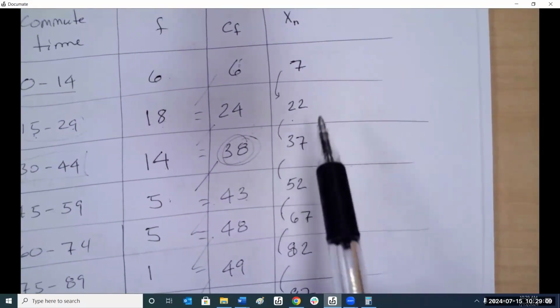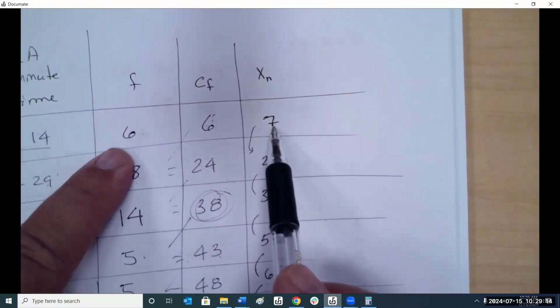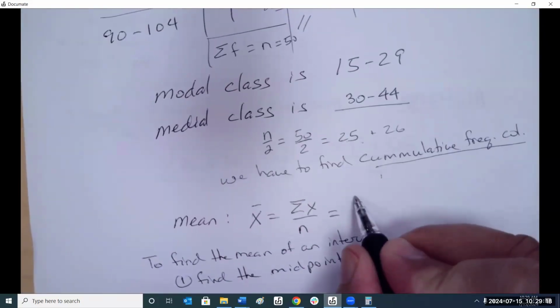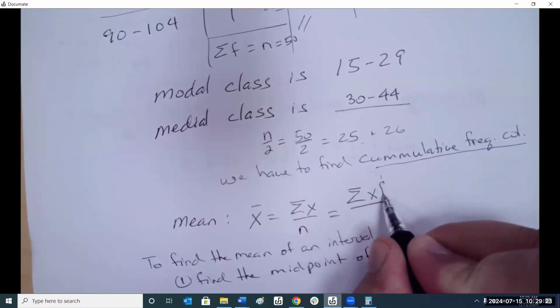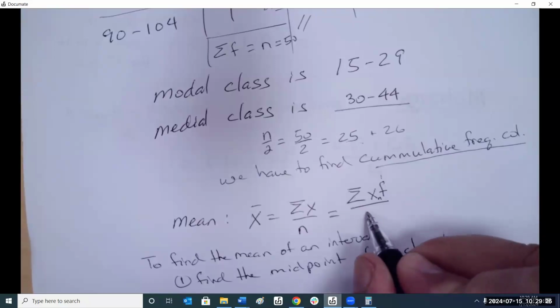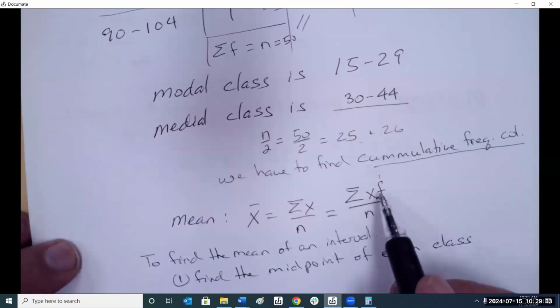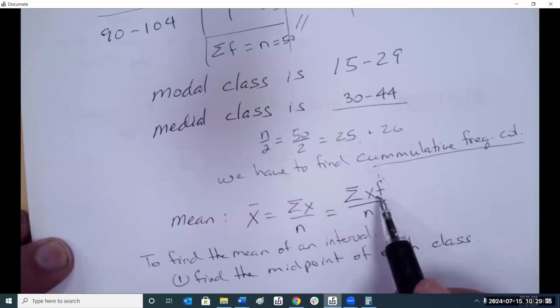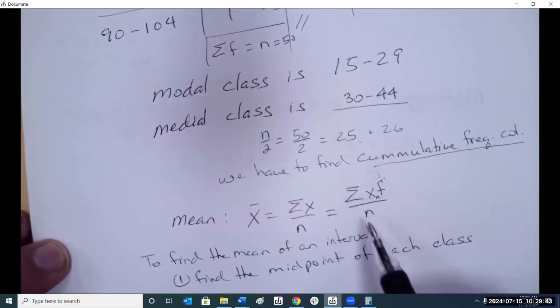All right, this is what we needed. We needed to have the midpoint number that represents this class, and we have the frequency. The formula we're going to use now is the summation of x times f, over n. So we first multiply all of our midpoints times the frequencies, add them up, and divide by how many we have.